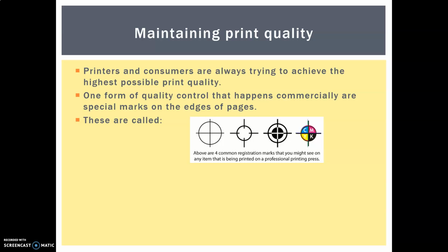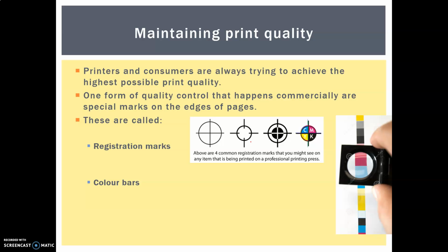They look a little bit like this. There's a common different variety. They all mean the same thing, but they're just slightly different pictures for the same thing. They are called registration marks. There are also colour bars that you find on the side. So you may have seen them on some packaging before. They look like that. And we also have crop marks. You won't have seen those because, surprisingly enough, they get cropped off before the product comes to you.